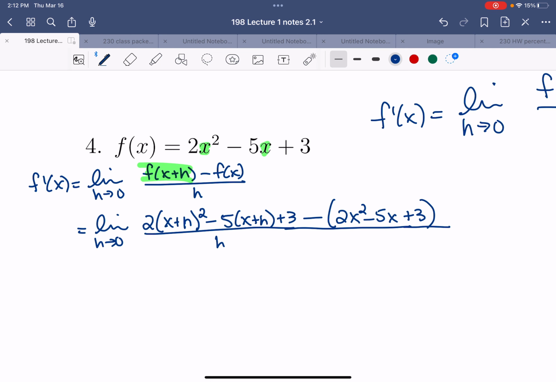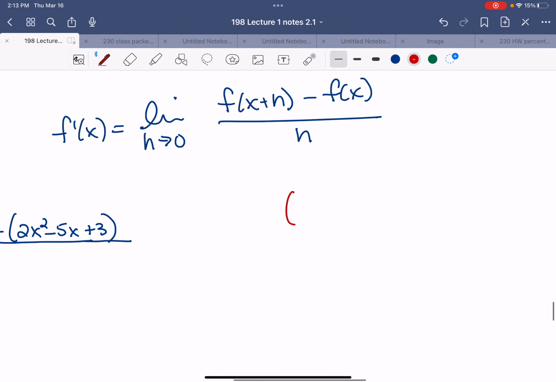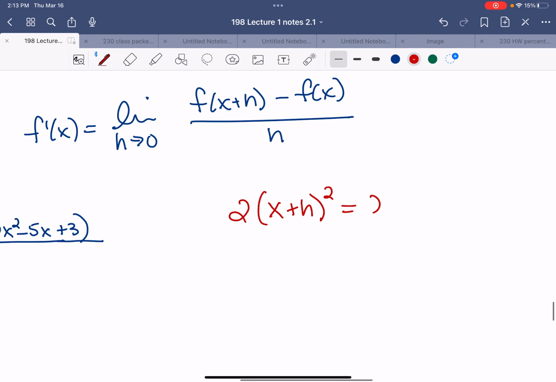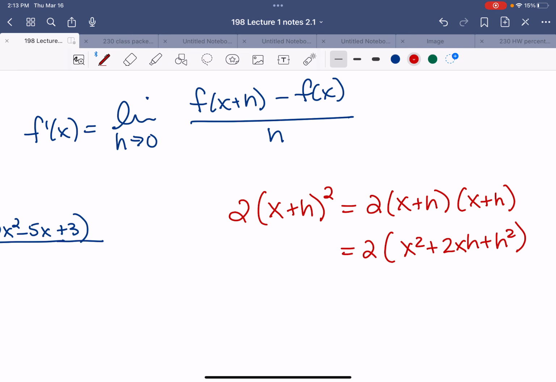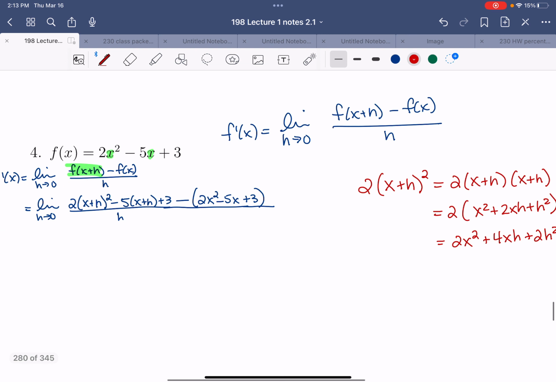Okay, so now I want to distribute and simplify everything. So let me go to the side and show you this for a second. So when you have 2 times x plus h squared, right? That's the same as taking 2 times x plus h times x plus h. That's the same as 2 if I FOIL out the second part. That's x squared plus 2xh plus h squared. So when I distribute the 2, I get 2x squared plus 4xh plus 2h squared. Okay, so make sure that you write that out if you need it. That's what I'm going to substitute here for this piece right here.